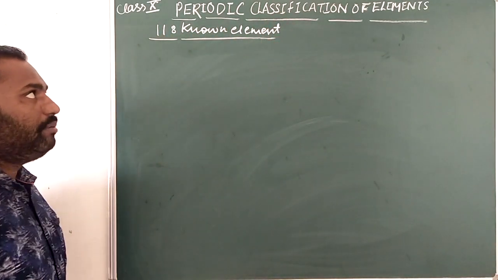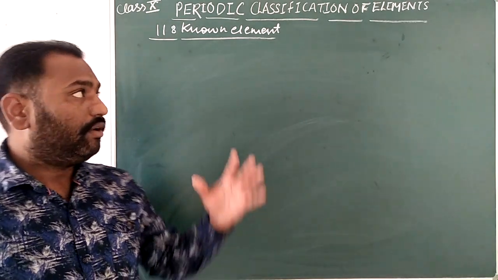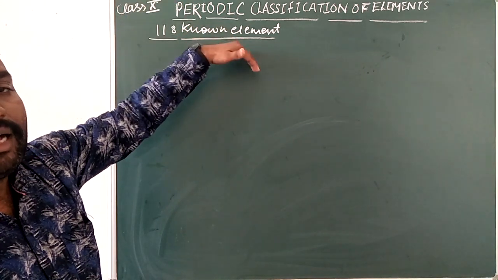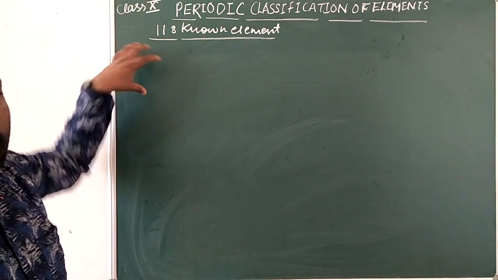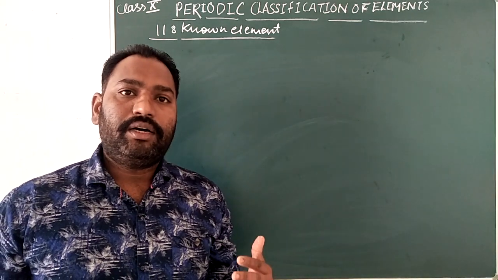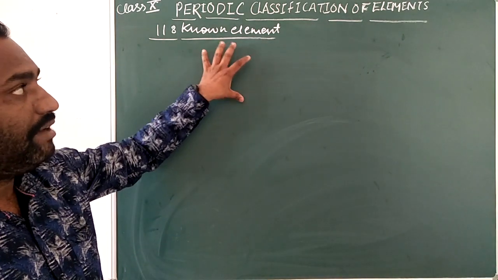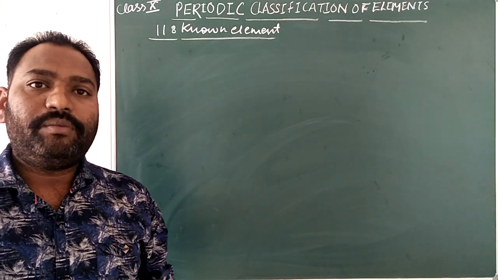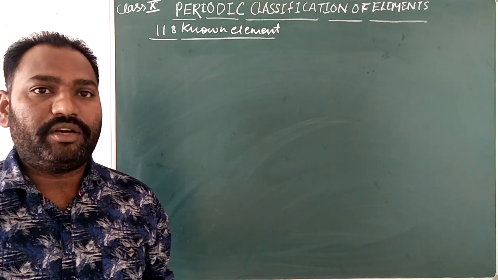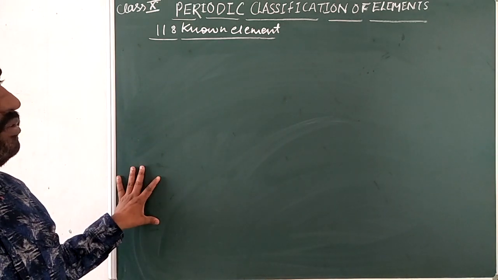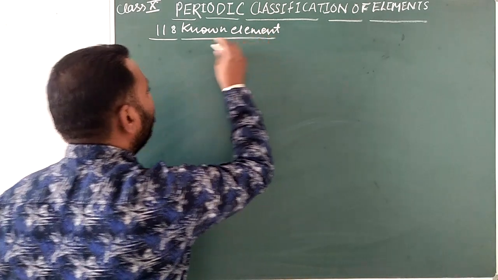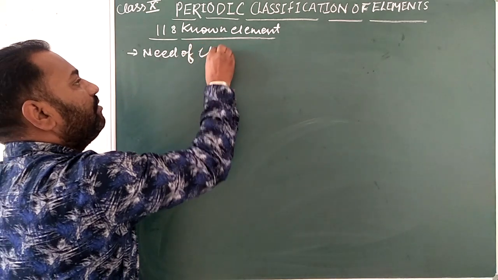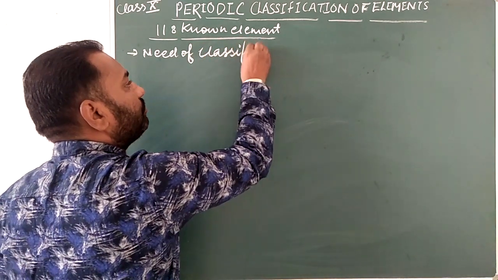So the 118 known elements we have to classify on the basis of their chemical properties, physical properties, atomic mass, atomic structure, and their states. There are many postulates, and on the basis of that we have to classify. What are the criteria to classify? It will be convenient for us to study them. So first, why do we need it? The need of classification.